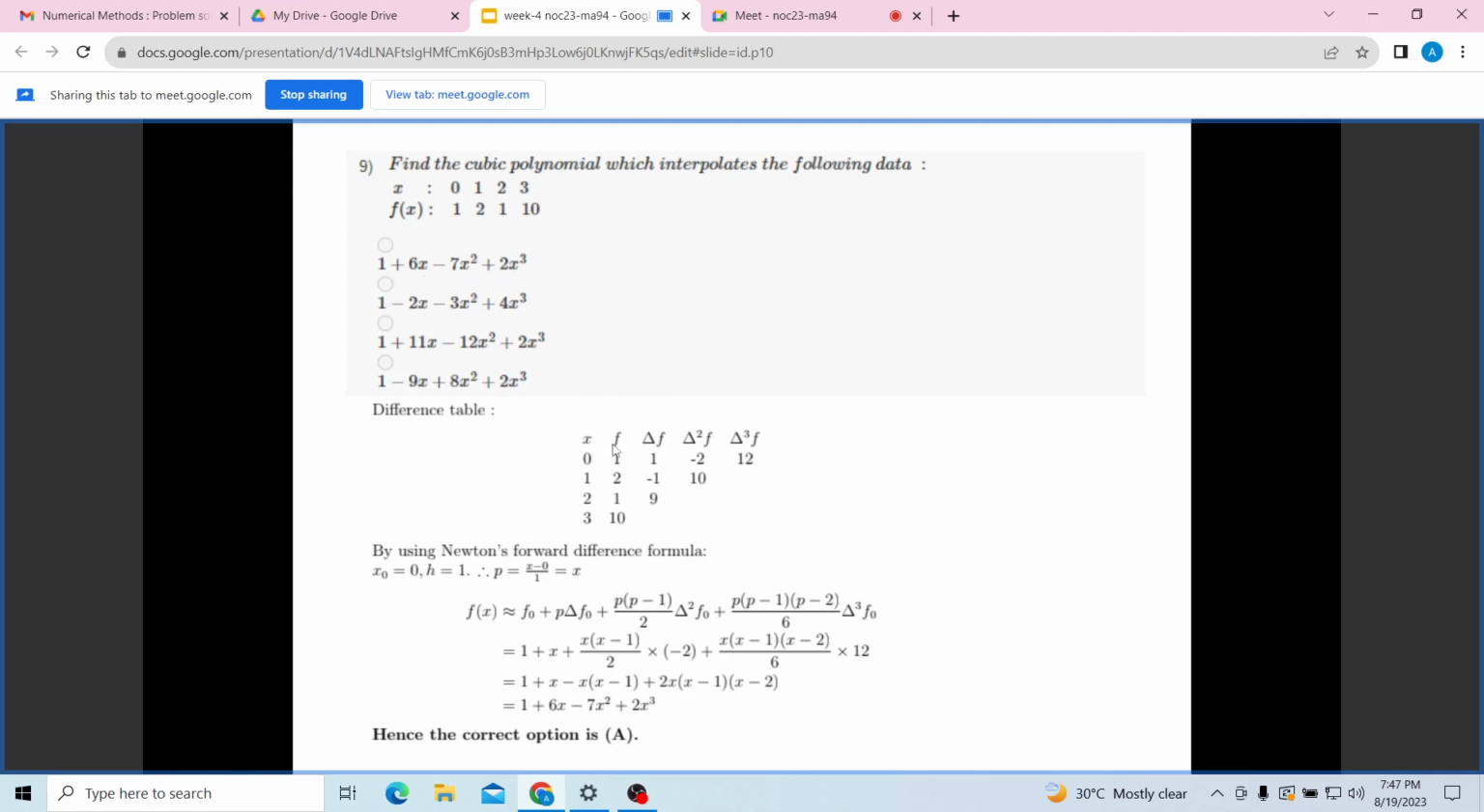Okay, so find the forward difference table, and similarly here x naught is 0 and h is 1, so you will get p as (x minus x naught) by 1, that is x. Now just apply the forward difference interpolation formula. Here f naught is 1, del f naught is 1, del square f naught is minus 2, and del cube f naught is 12. That is the first row. So just substitute all the values and simplify it. You will get 1 plus 6x minus 7x square plus 2x cube.